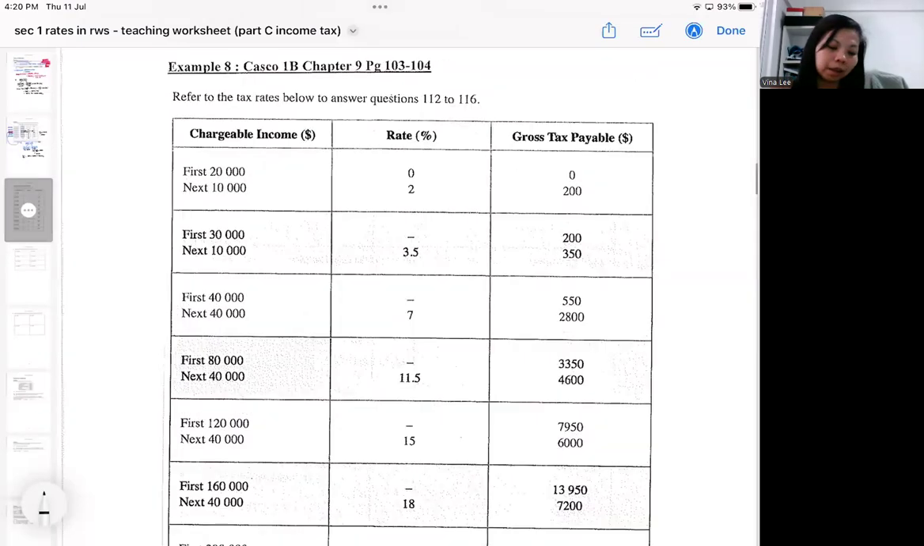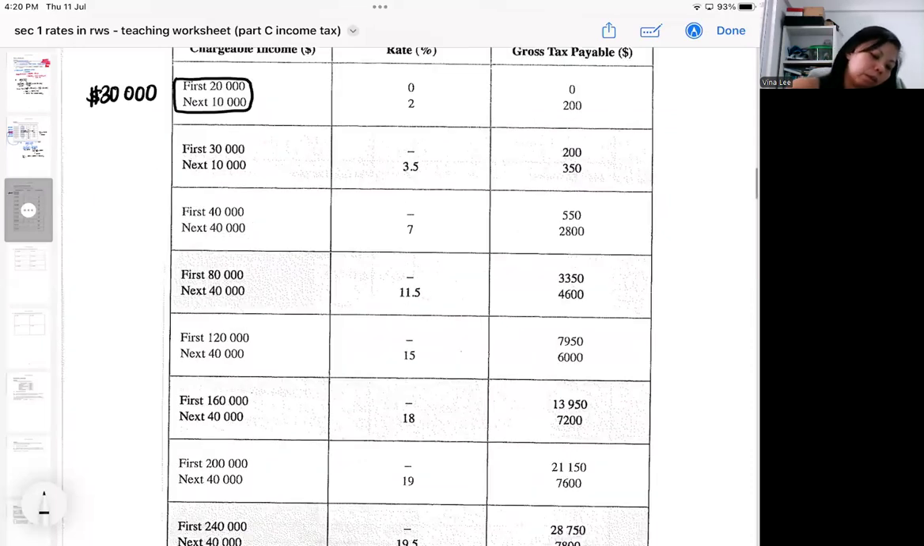Okay, in this example 8, we are going to do more calculation for income tax, but we are also going to work backwards to know a person's chargeable income based on the tax that they are paying. So just now in the previous example, do you remember? We actually tried to add the bracket. So this is the 30,000 bracket. Okay, so we will do the adding up.